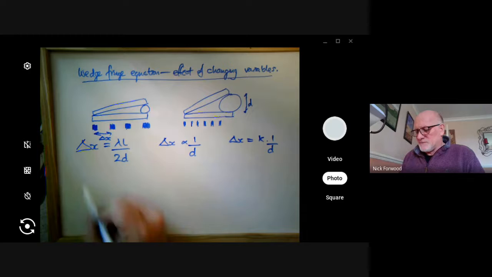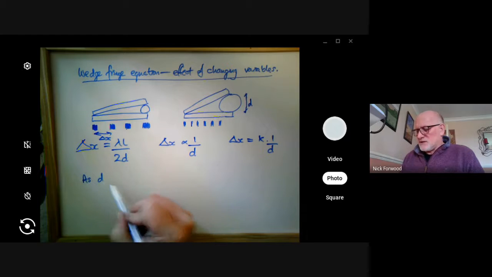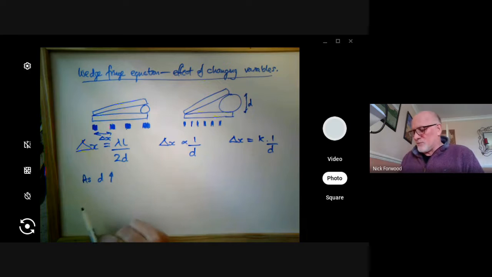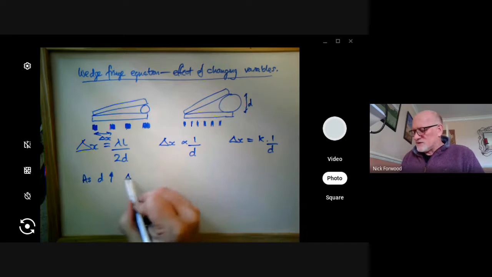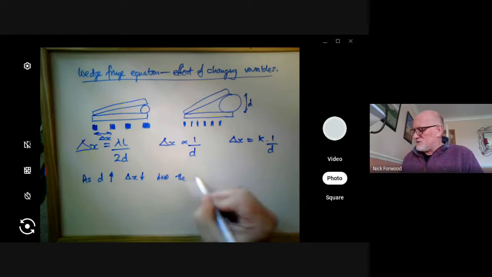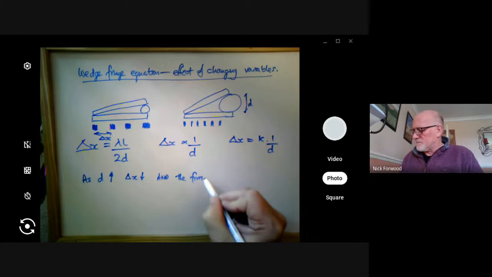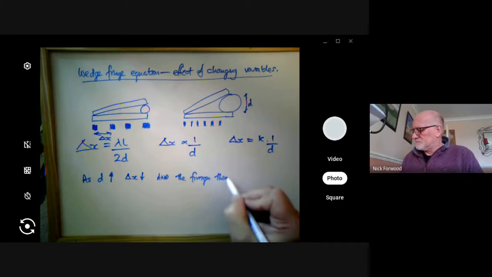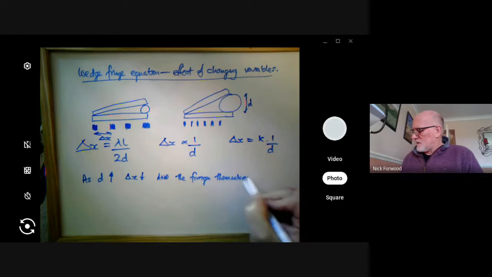Okay, as D gets bigger, and don't use arrows like this in a written example because the SQA hate this, but as D gets bigger, the fringe separation delta x gets less, and the fringes themselves get thinner.